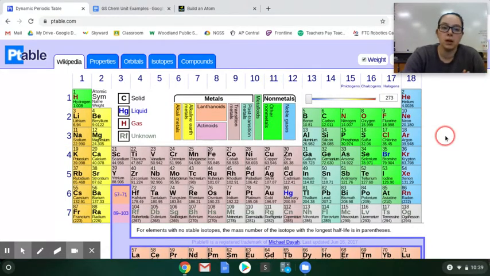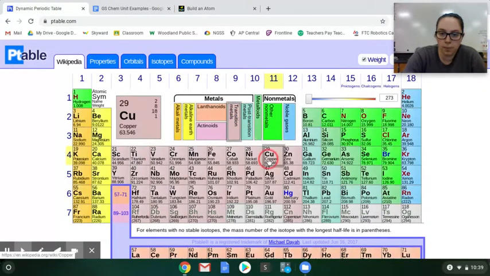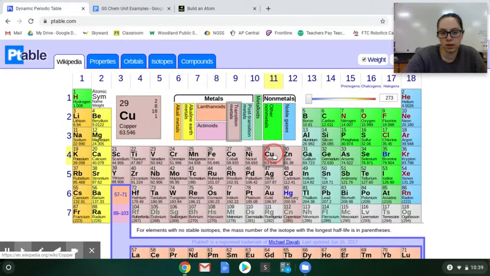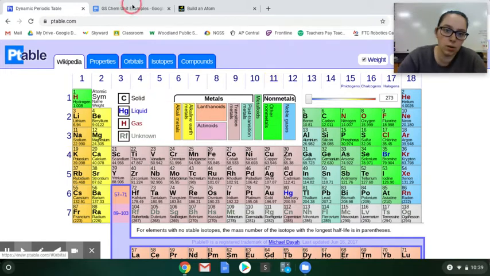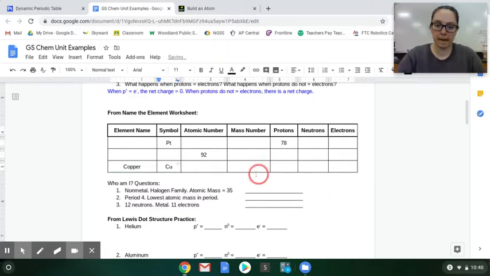So let's just go. My first example, I'm going to be working on copper, this guy right here. The very first thing it wants me to figure out is what its symbol is. Okay, I'm going to go find copper. Here it is. So I know copper's right there. My atomic symbol is the two letter abbreviation of the name. So my symbol for copper is capital C and a U. We always capitalize the first one, and we lowercase the second letter.